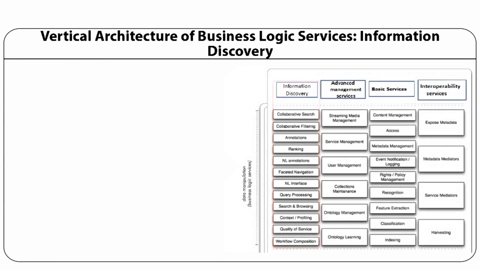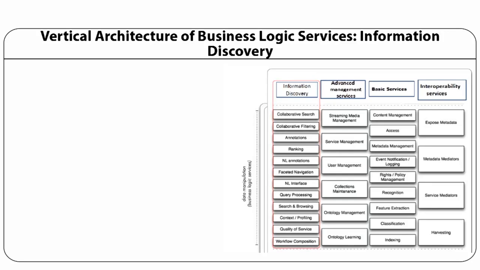Information discovery, access, search, browsing services are the services the end users interact with most often. The services implemented in this column range from enhanced search and browsing, natural language interfaces, faceted navigation to community services such as annotations, ranking, collaborative filtering and collaborative search. Additional services support context-based operations, user profiling and overall quality of the services.